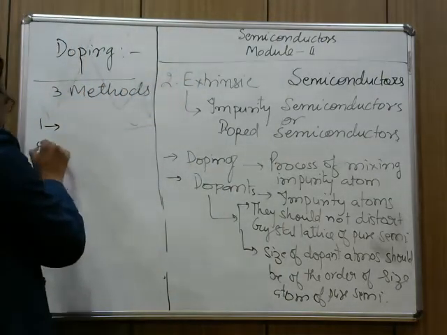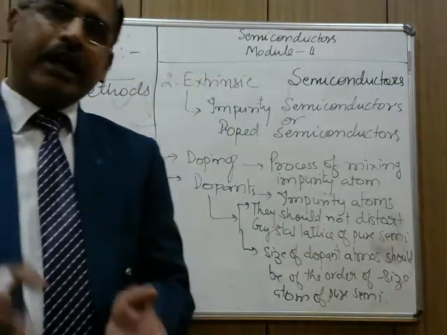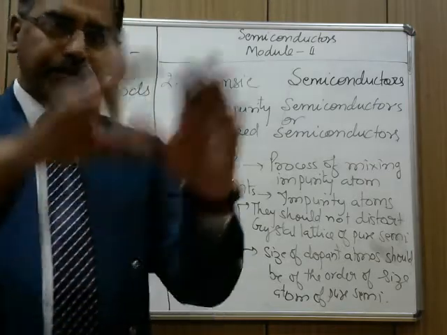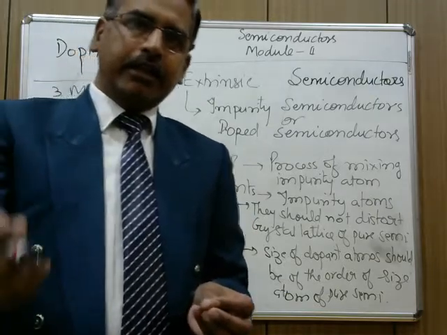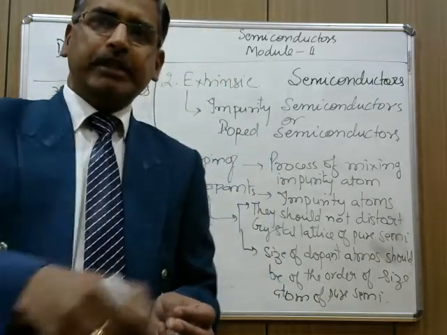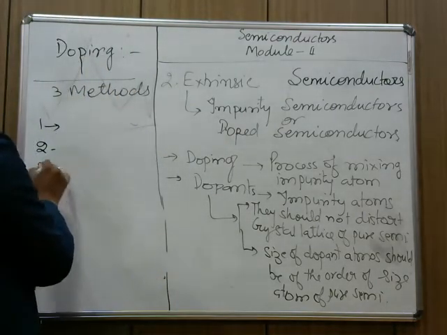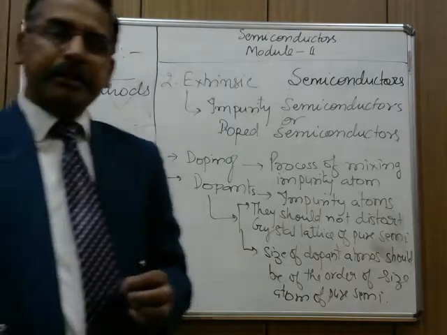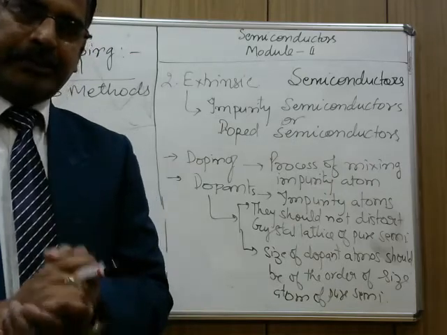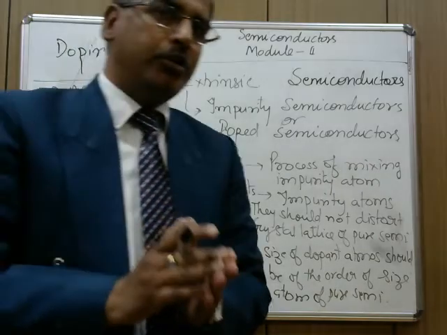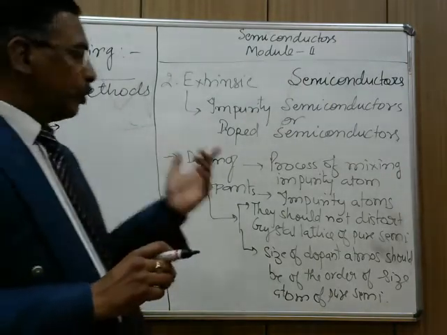Second way, you heat up the semiconductor in the atmosphere of impurity atoms. Means impurity atoms are present, and you heat up the pure semiconductor so that the dopant atoms get diffused in the pure semiconductor. Third method, you can bombard the ions of dopant atom into the semiconductor. These are the three methods by which you can add the impurity into the pure semiconductor.